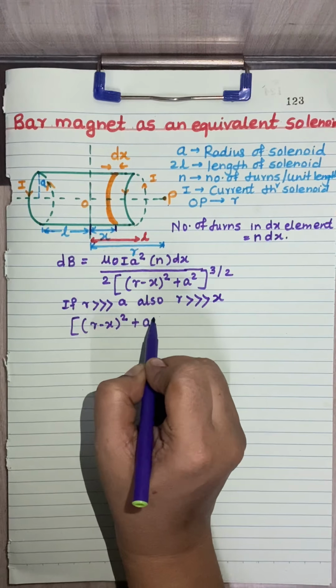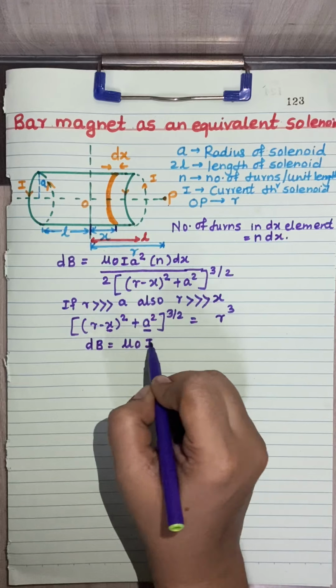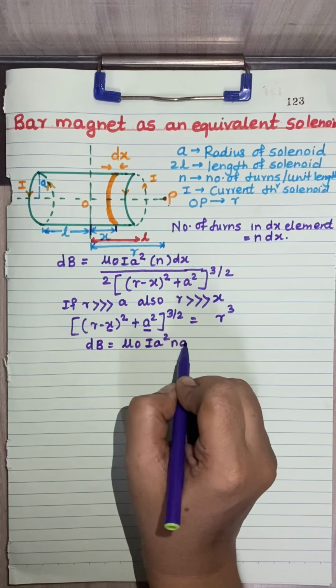And we can get here the magnetic field dB equal to mu naught I a square n dx.